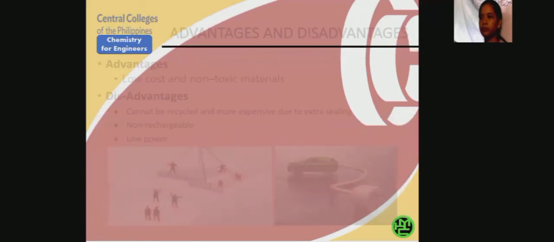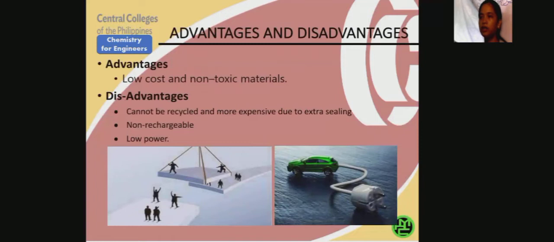Next are the advantages and disadvantages. The advantages are low cost and non-toxic. Kasi yung lithium batteries, I mean yung mga produkto kanina na nabanggit ko, mura sila, safe sila, and hindi din sila nakakalason. Kaya pwede silang gamitin. Kaya mas sila yung pinipiling gamitin. Kasi nga, mas mura din sila.